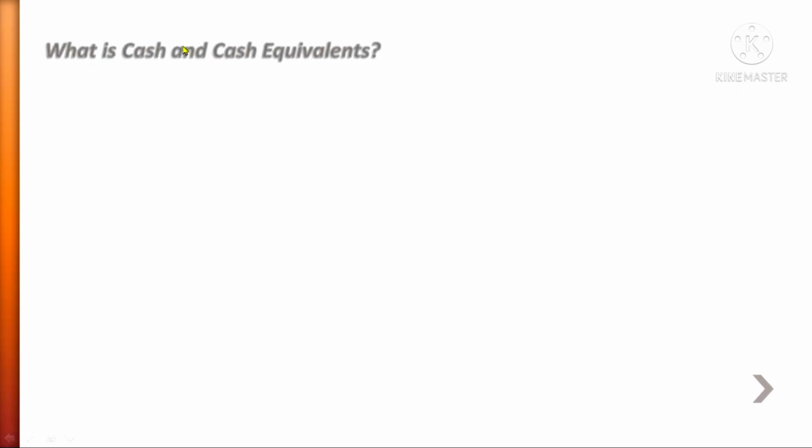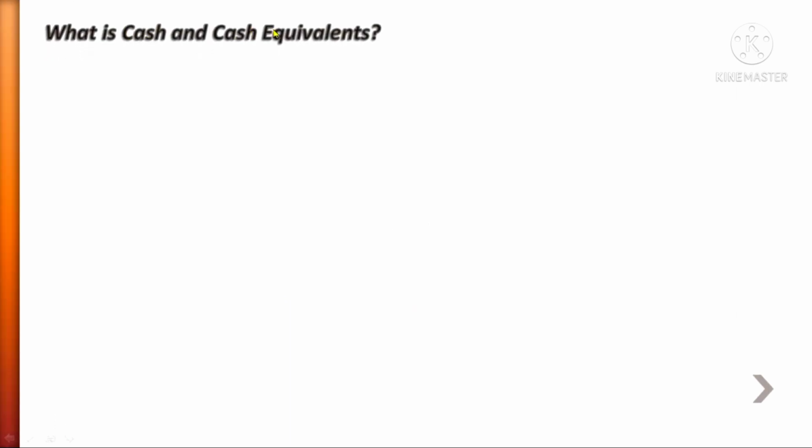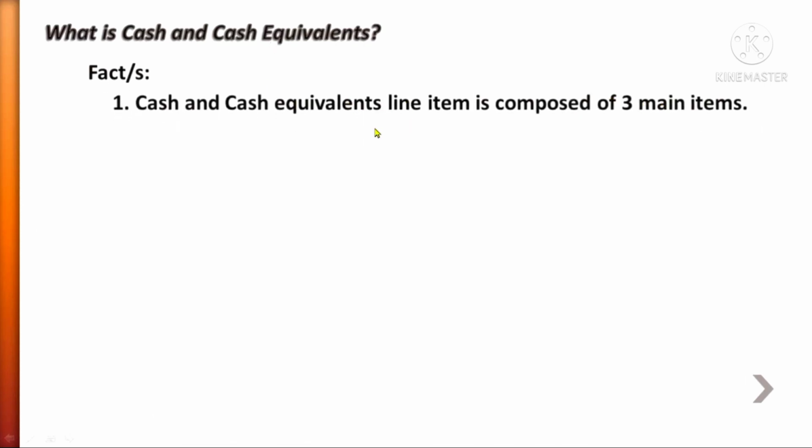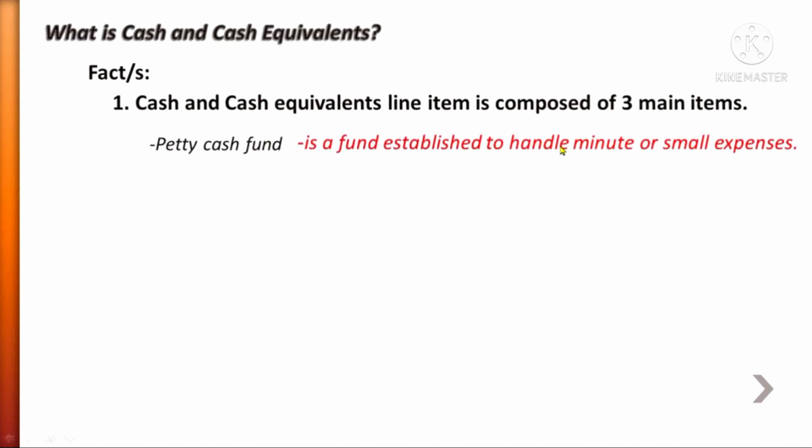So, what is cash and cash equivalents? Answer: it's a line item composed mainly of three items. Number one, we have the petty cash fund, which is a fund established to settle or handle minute or small expenses where issuance of checks is not practical, like buying of snacks or small supplies and other small items.